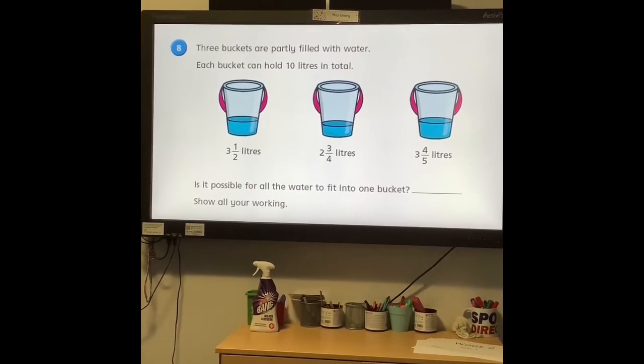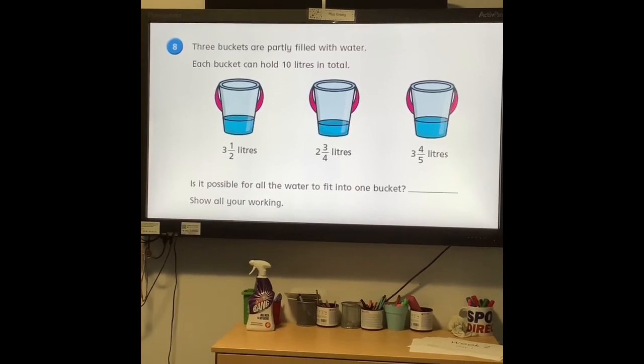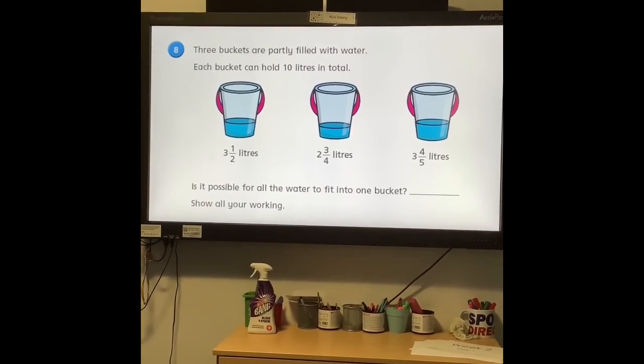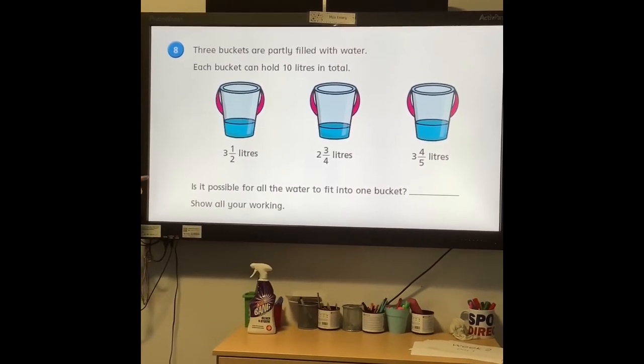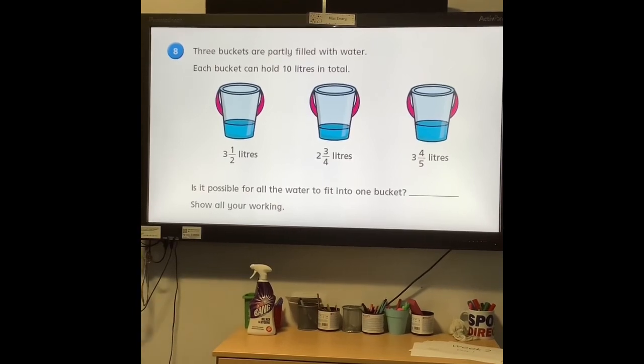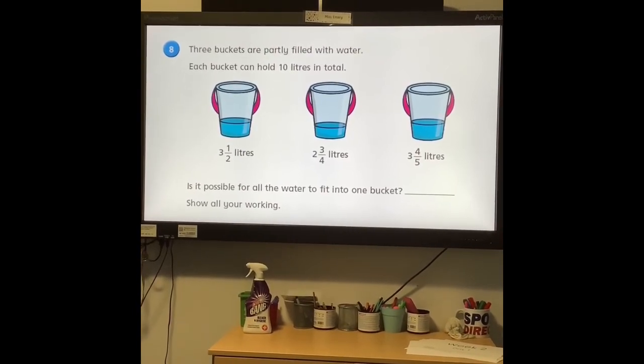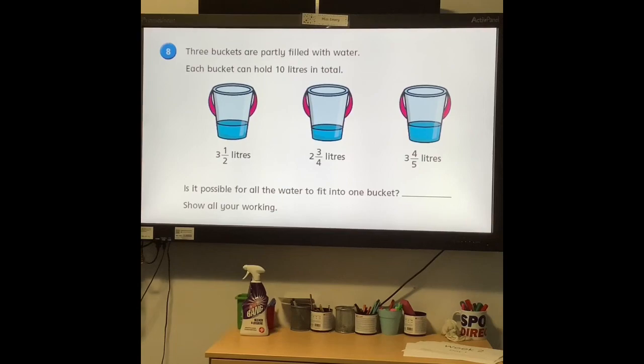Number 8. 3 buckets are partly filled with water. Each bucket can hold 10 litres in total. Is it possible for the water from all of them to fill 1 bucket? Make sure you show your workings. Pause it and have a go.